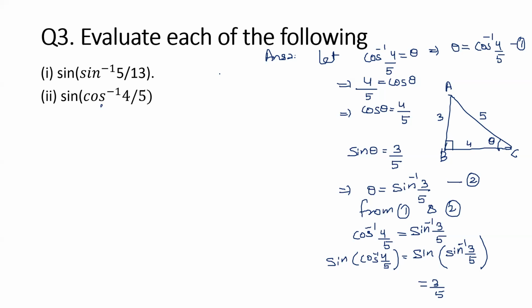For the last part, yes, sure. What we have done: cos inverse 4 by 5 is equal to sine inverse 3 by 5. We have proved this. Then we have this question, sine cos inverse 4 by 5. In place of cos inverse 4 by 5, we can write sine inverse 3 by 5 because we have already found this. Now this is our formula that sine inverse x is again x.